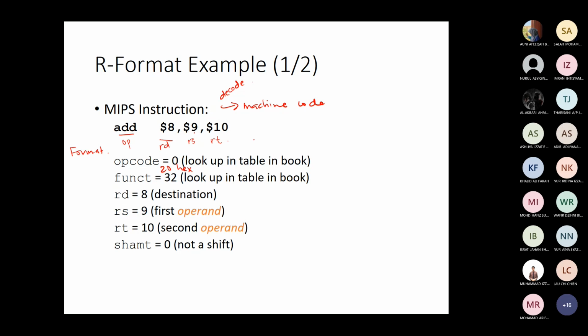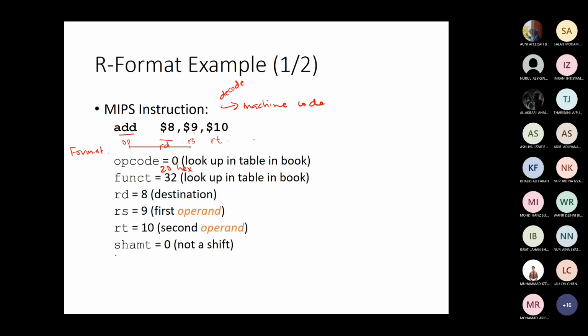So register 9 here is your first source register. Register 10 here is your target register, or your second source register. They don't write second source register because that name will be used later on, so they use RT. So RD is 8, RS is 9, which is the first operand, and RT is 10, which is the second operand.